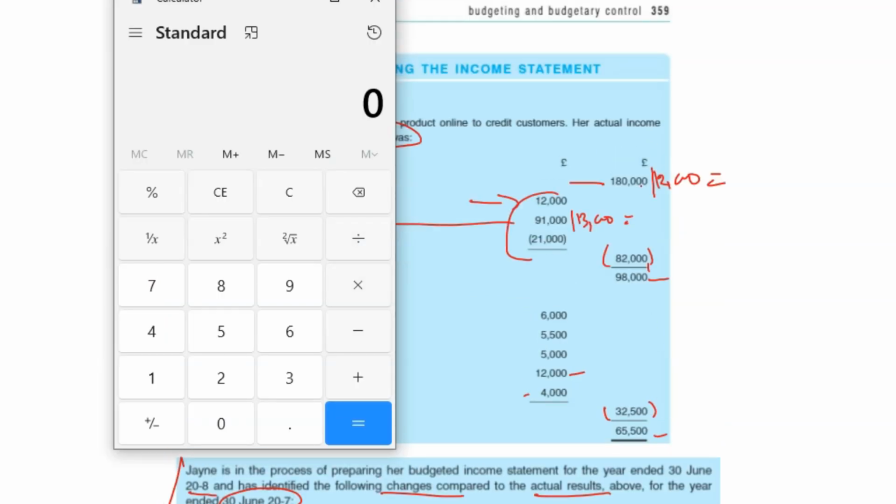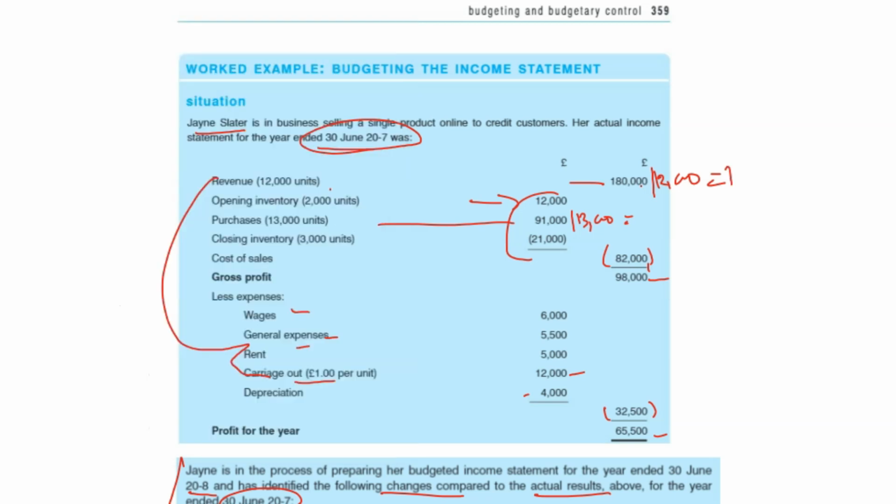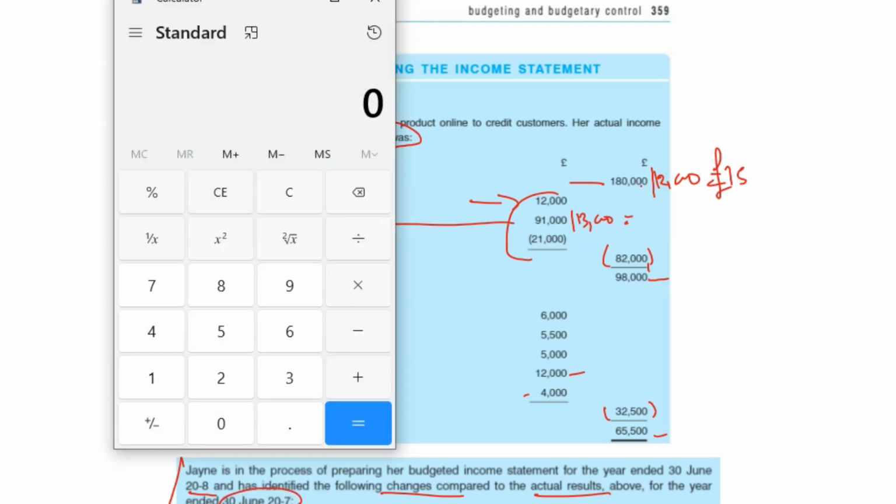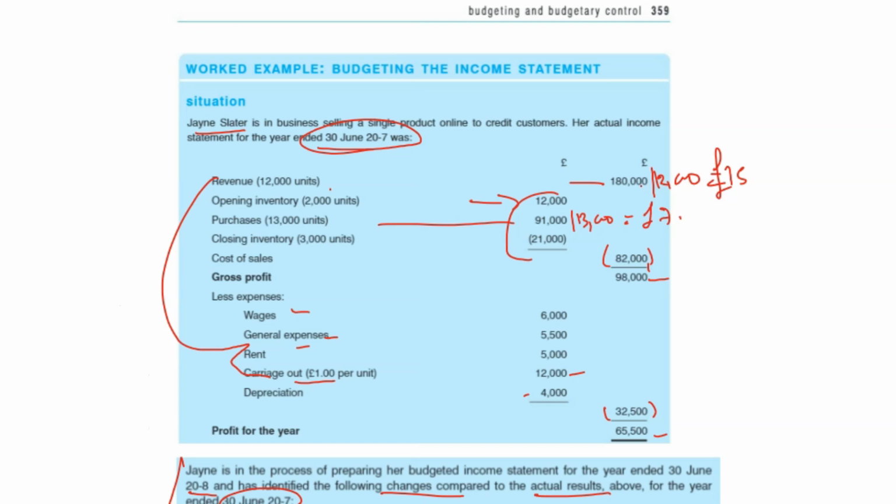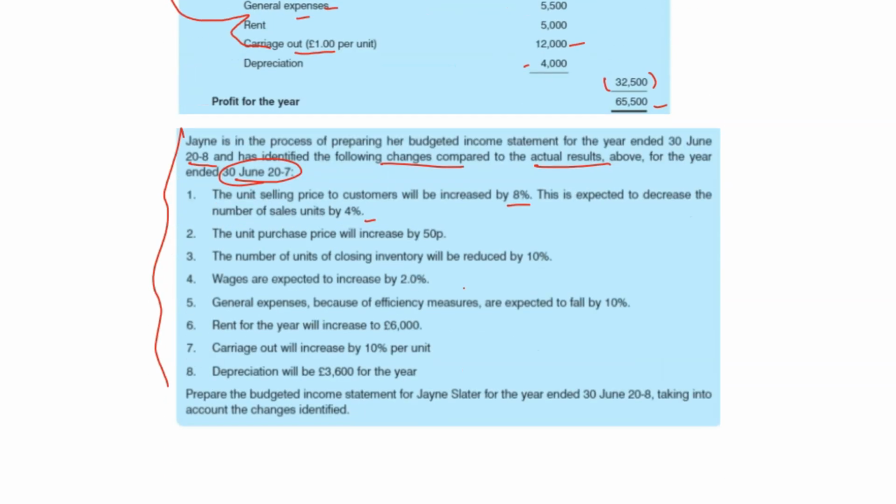As I told you, 180,000 divided by 12,000, you get 15 sales per unit. So then again, I'm going to do 91 divided by 13,000. I get 7 per unit of your purchases. And remember, closing inventory for this year becomes opening for next year, 2018, right? These are the basic things you need to keep in your head. It's good to read the requirement.